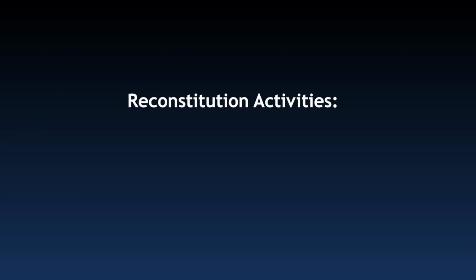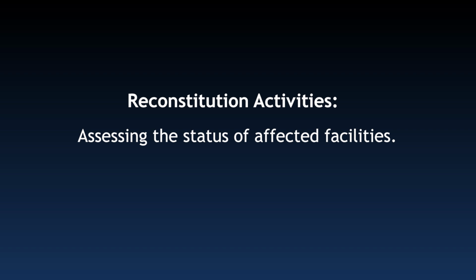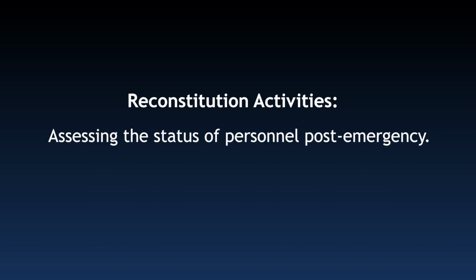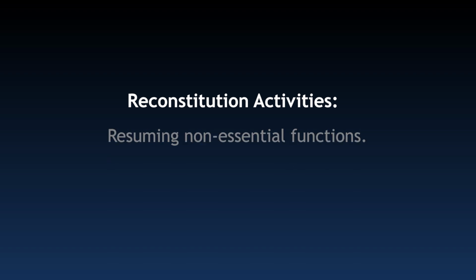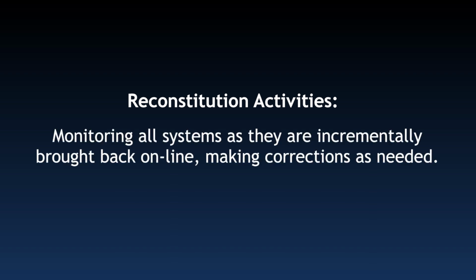Reconstitution activities can vary widely, but some of the common activities can include assessing the status of affected facilities, assessing the status of personnel post-emergency, verifying all critical systems are restored and functioning properly, resuming non-essential functions, and monitoring all systems as they are incrementally brought back online, making corrections as needed.